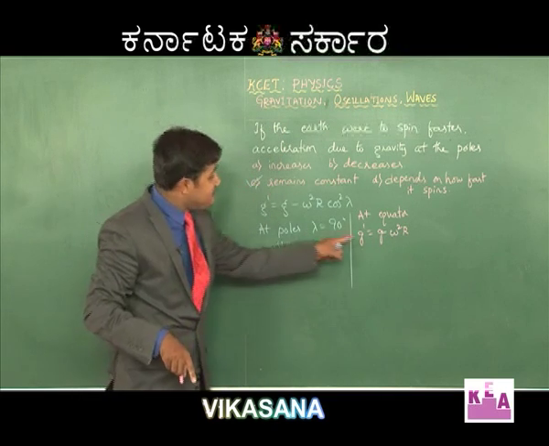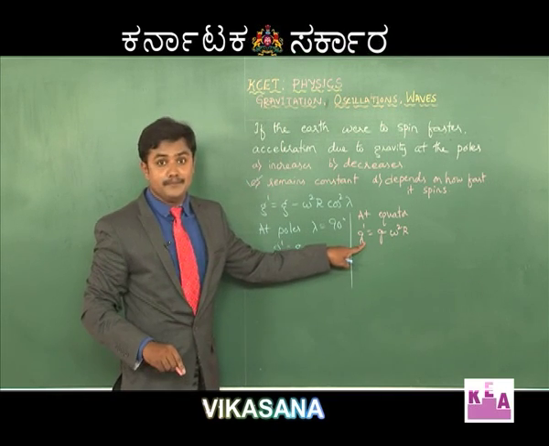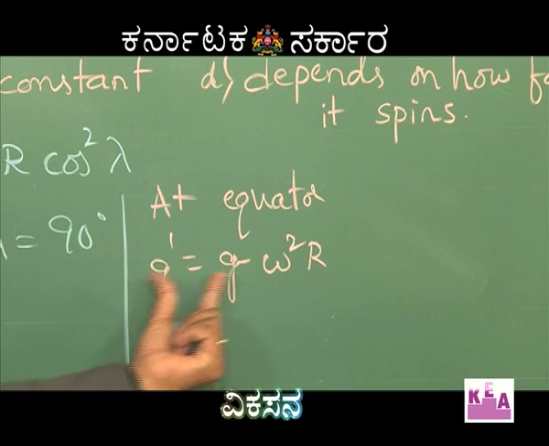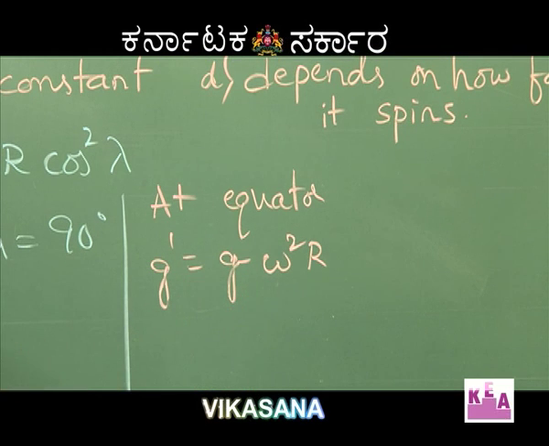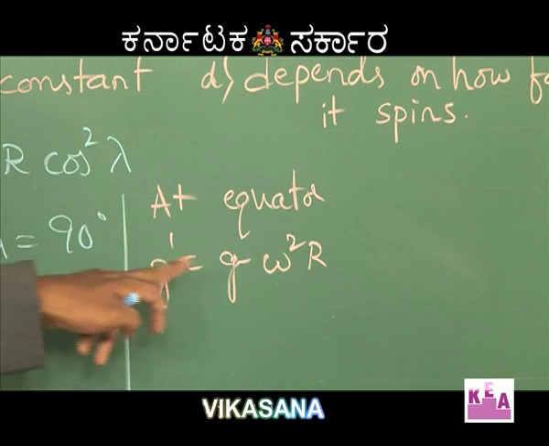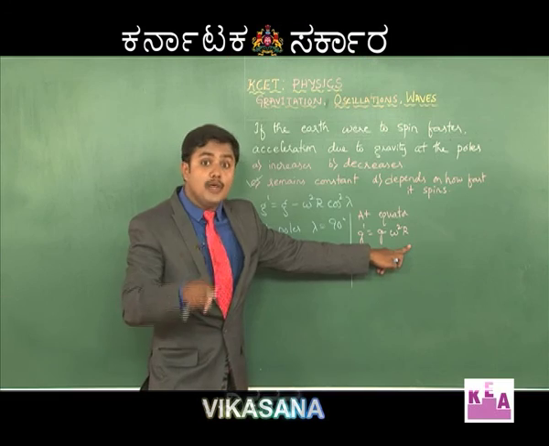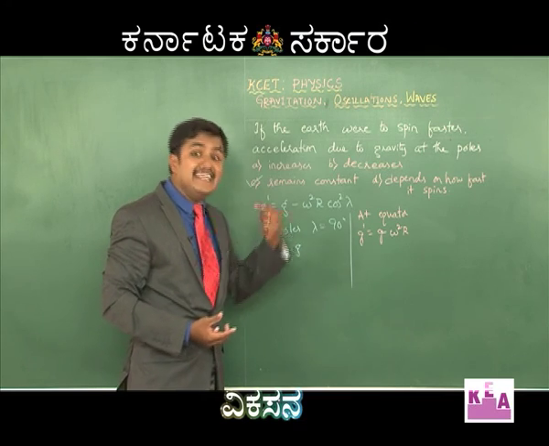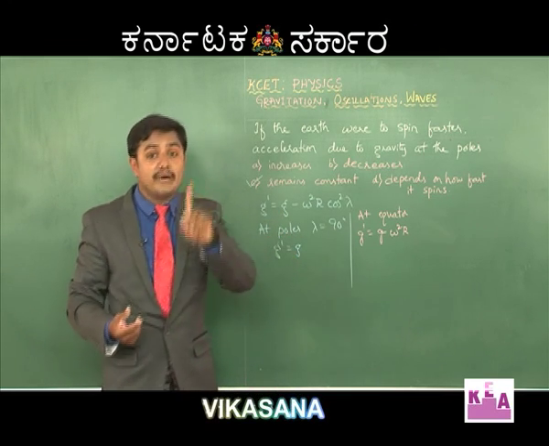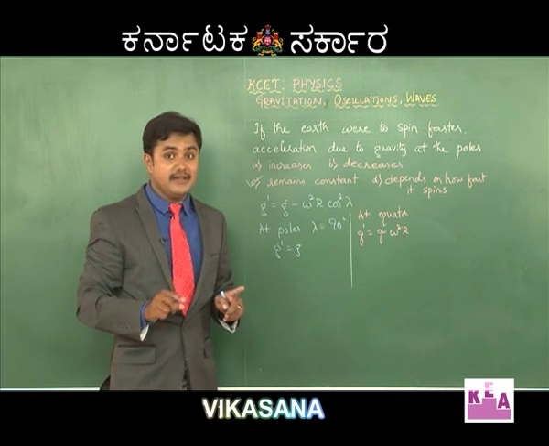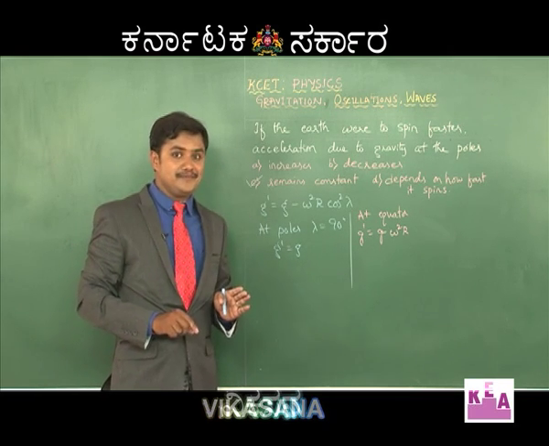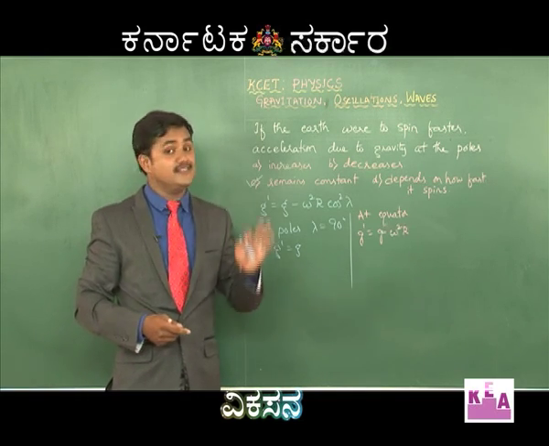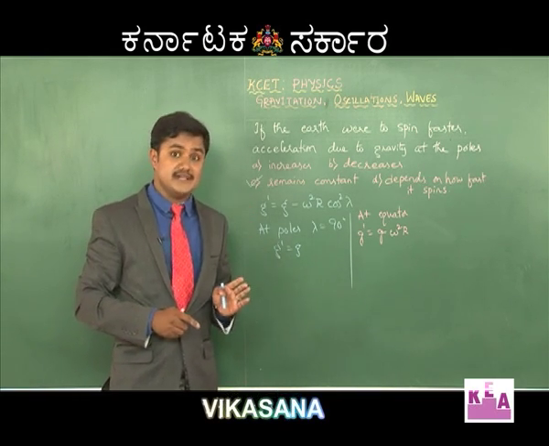Now what happens if earth stops rotating? Omega is 0. Omega is 0 when earth stops rotating. The value of g dash reduces to g. Now what is the change in g? Earlier it was g minus omega square r. Now it is g. So what has happened to the value? Obviously it has increased. How much? Increased by omega square r. I repeat, when earth stops rotating, the value of g increases by omega square r. This is also one of the most probable questions.